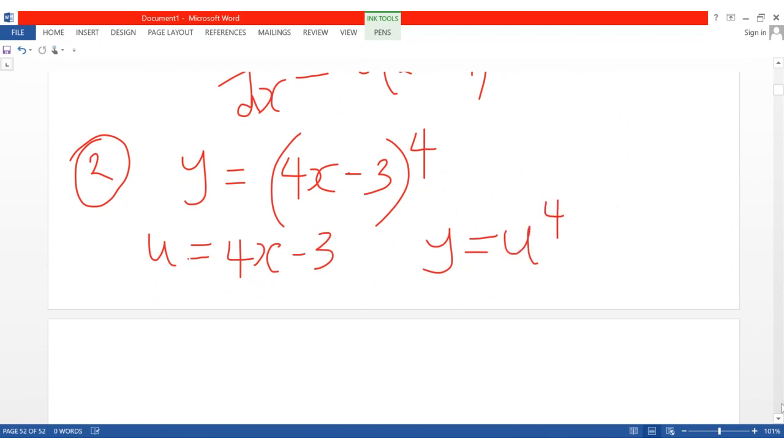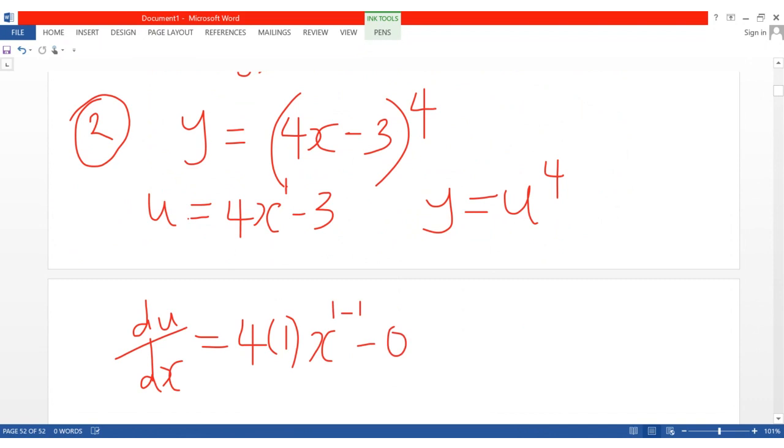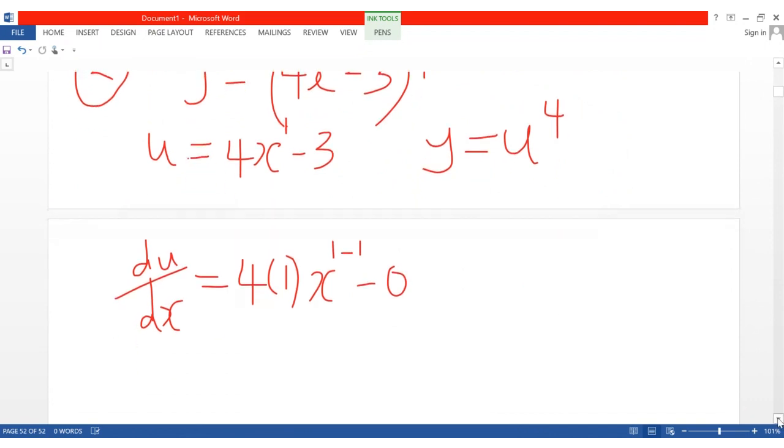So from there on, I differentiate. The function on the left is u, so I'll have du. The function here on the right is x, I'll have dx over dx. To differentiate this one using power rule, any number can be given as power 1. So 4, the power will come down. You reduce the power by 1, 1 minus 1. Differentiate a constant, you will always get 0. So this one I'll end up with just 4.